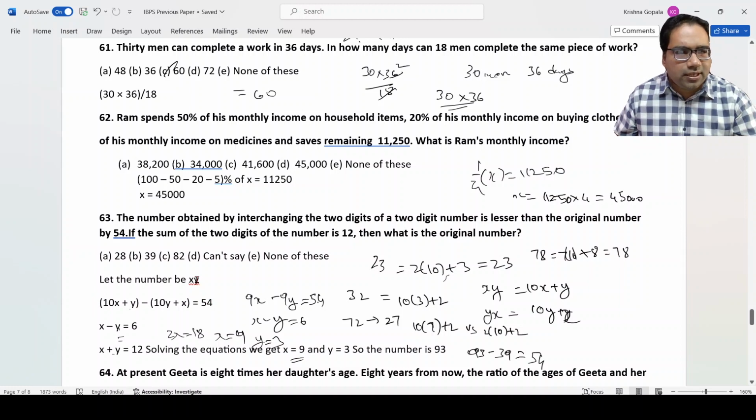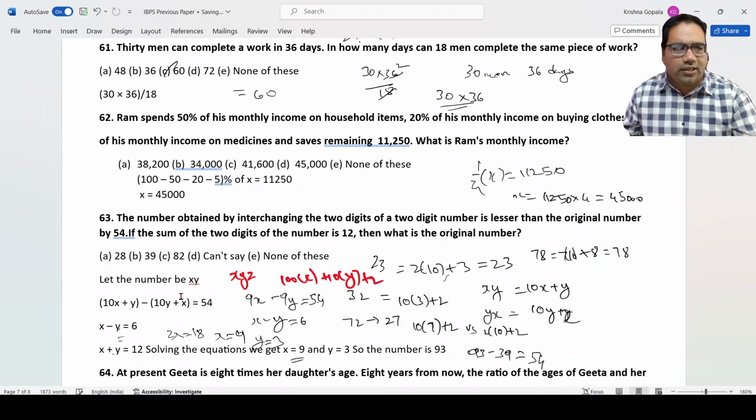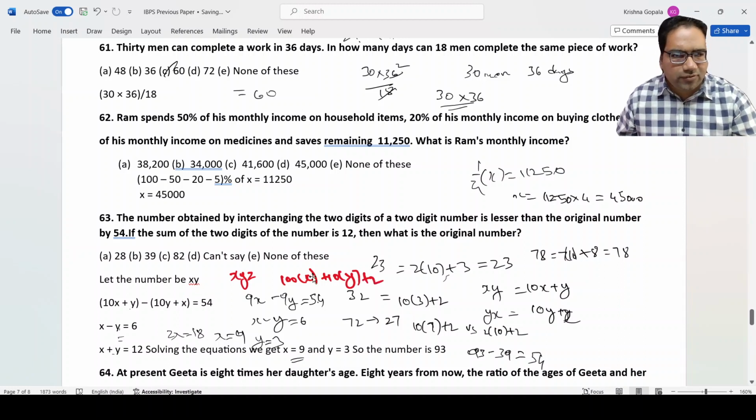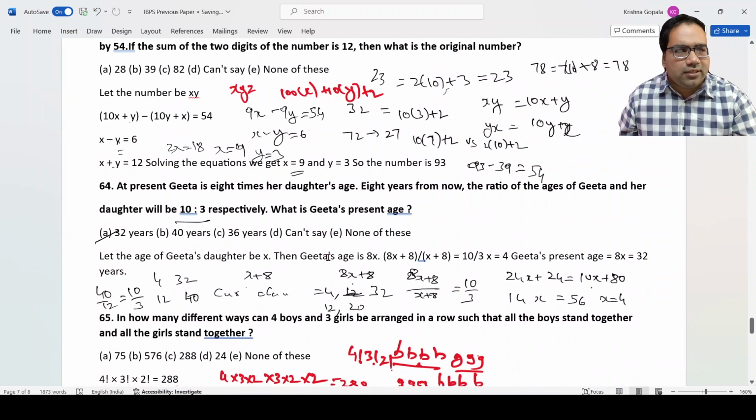Any given number, xy, a two-digit number, how will you write it in this format? If it is a three-digit number, how will you write? If it is x, y, z, then 100 into x plus 10 into y plus z. This is how we will write, right? If it is four-digit, then 1000 into x plus 100 into y plus 10 into z plus p, whatever. Okay? Here, this is also a little tricky. You just need to know how to write the correct equation.